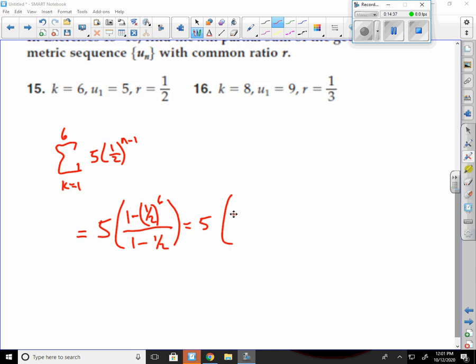Do 1 minus that value, and that gives you 0.984375 over 0.5. And then times 5, and that gives us our value of 9.84375. That is an ugly one. If I was to do this and add it all up, I would get exactly that same thing.